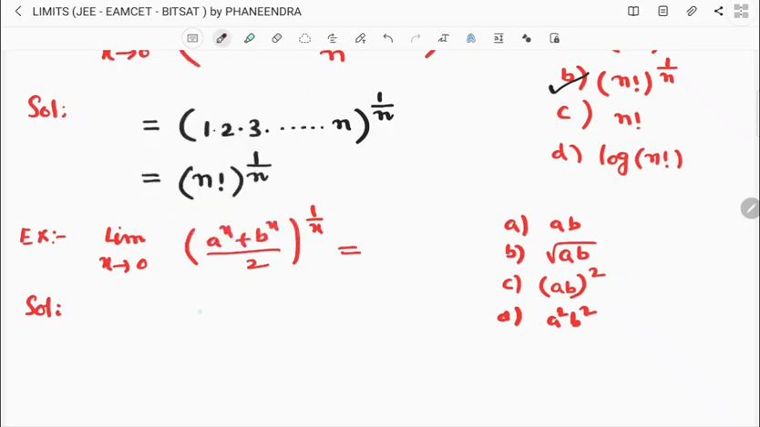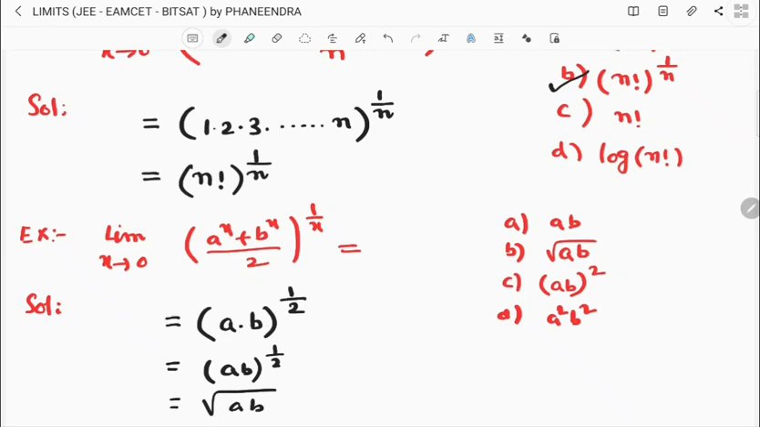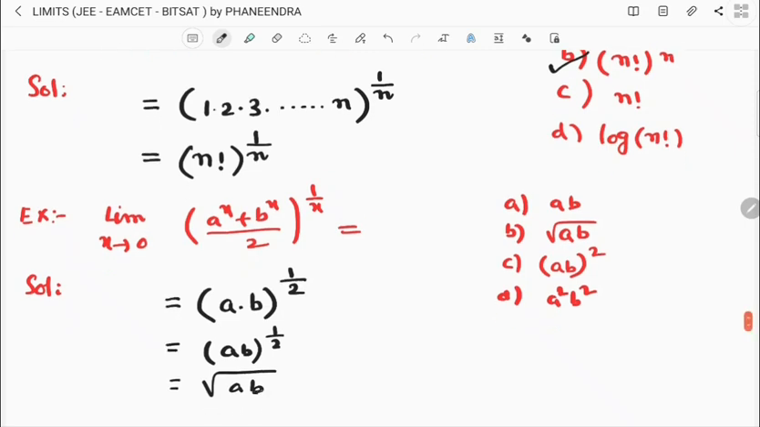So according to this formula again, how many terms are there in this? Two terms are there. So product of a into b whole power 1 by how many numbers are there? Two terms are there. So that means ab power 1 by 2. Otherwise we can write it as root ab. Both are the same answers. So which is there in the second option. In place of a, b, whatever the values are there, we can utilize it as a shortcut formula.